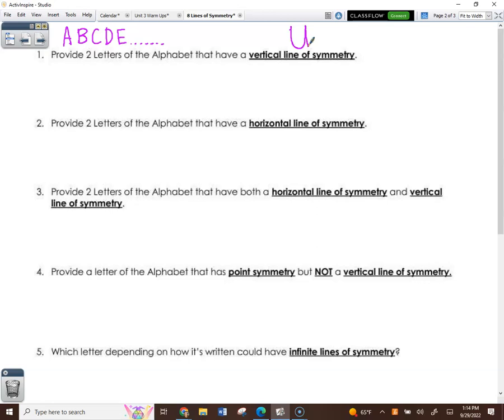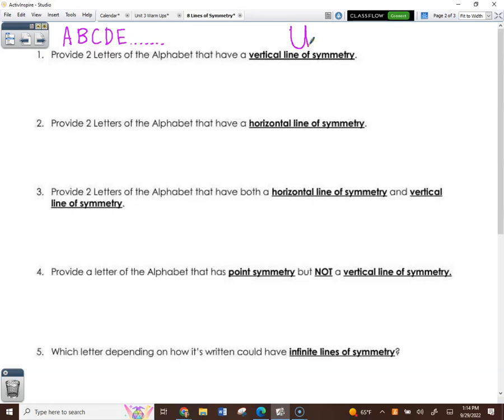So for number 1, I got A, H, I, M, O, T, U, V, W, X, Y. Y, yes. Hold it right down the middle. Oh, right, a capital. I was thinking capital, not lowercase.